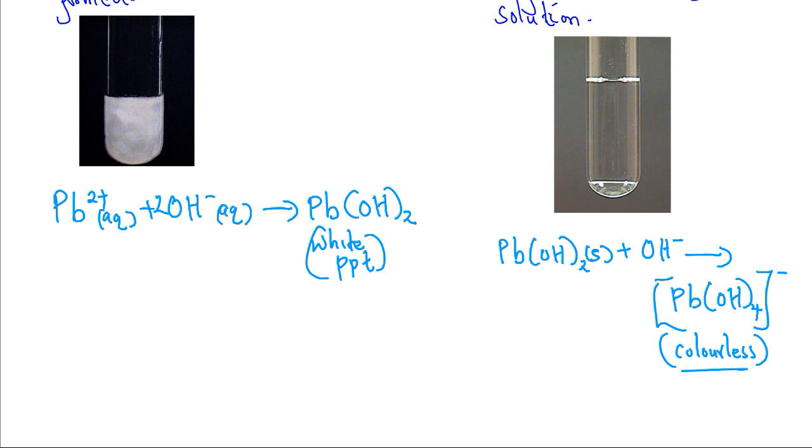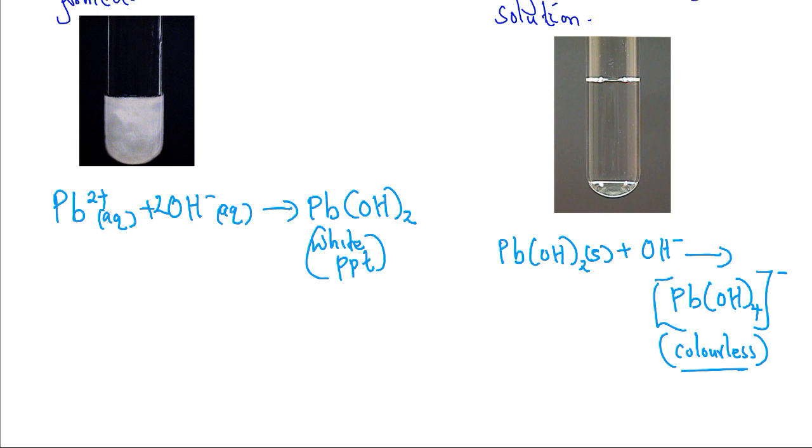So it is clear that the amphoteric oxides, or simply amphoteric hydroxides, that is aluminium, zinc, and lead, are able to give what we call the colorless solution with excess sodium hydroxide.